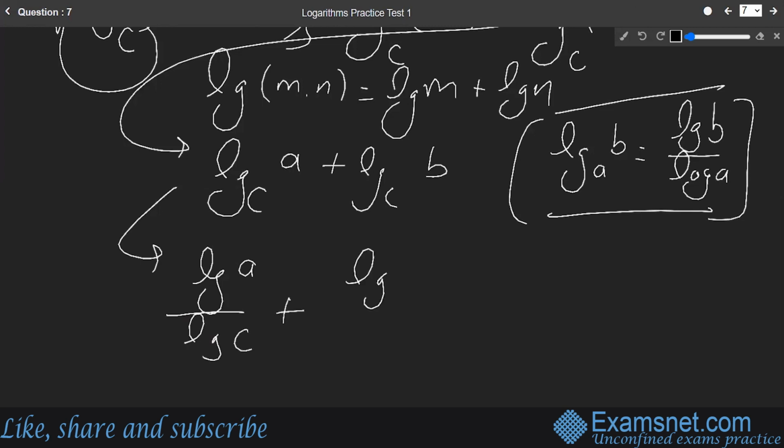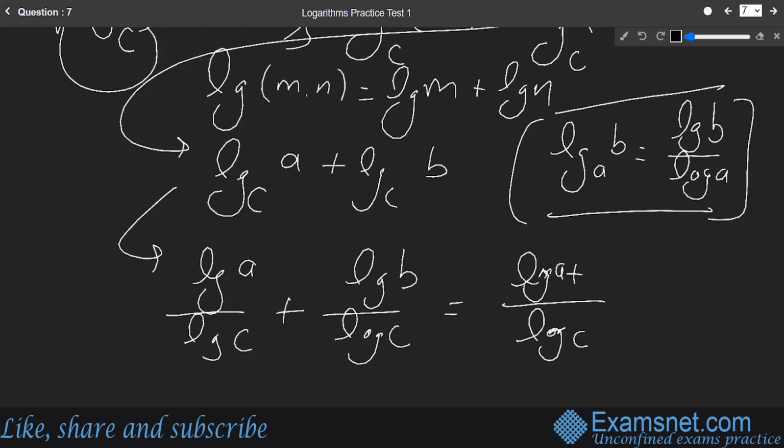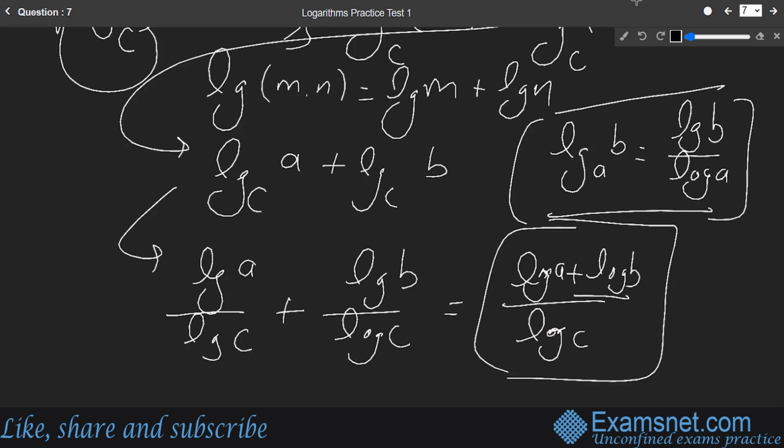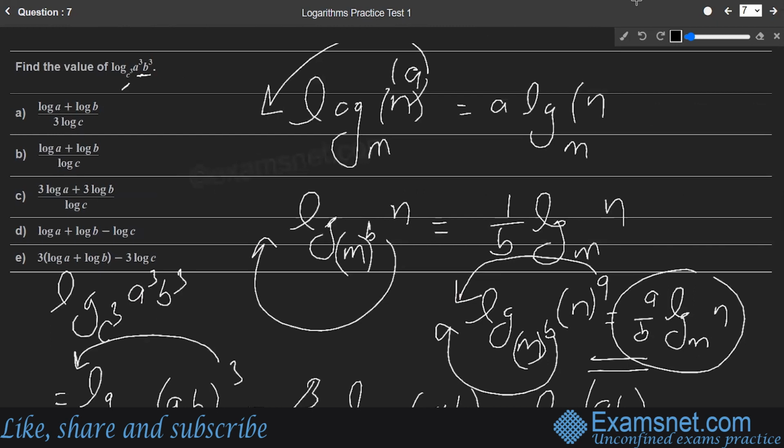Another can be written as log of B over log of C. Things can be written like that, so clearly we can add them. If we add them together, the denominator is always log C, and on the numerator you have log A plus log B. So that should be the ultimate answer, log a plus log b over log c. Let us find out which option contains this answer. It is contained by option number B, so that is the right answer.